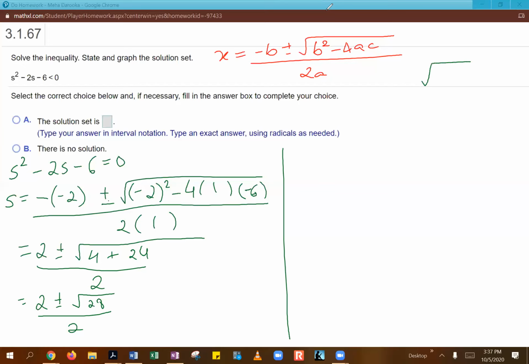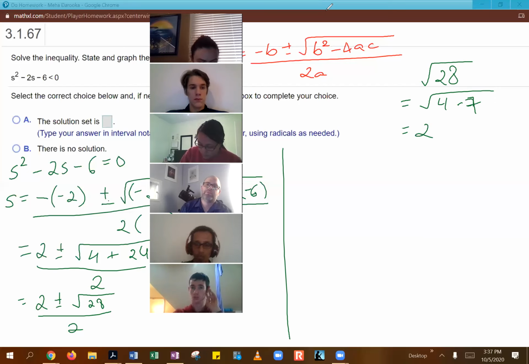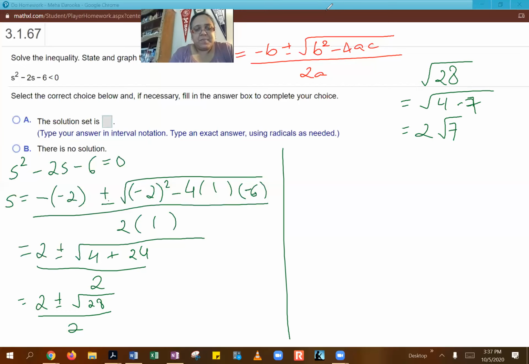So square root of 28 will need to be simplified. You cannot leave it as square root of 28. Even though it's not a perfect square, you can simplify that 28 into 4 times 7. And square root of 4 will come outside as 2. And the 7 will continue to stay inside the radical. So that's how you have to break that square root of 28 down. So basically that ends up giving us 2 plus or minus 2 square root of 7 divided by 2.